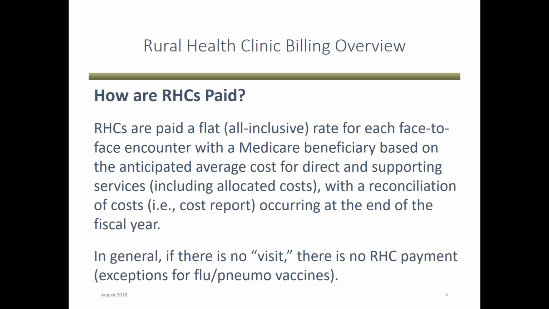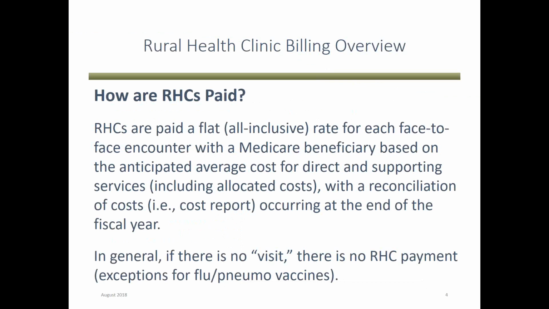Rural health clinics are paid a flat or all-inclusive rate for each face-to-face encounter with a Medicare beneficiary. The payment rate is based on the anticipated average cost for direct as well as support services, including allocated costs, through the reconciliation of a cost report which occurs at the end of the fiscal year of the provider.